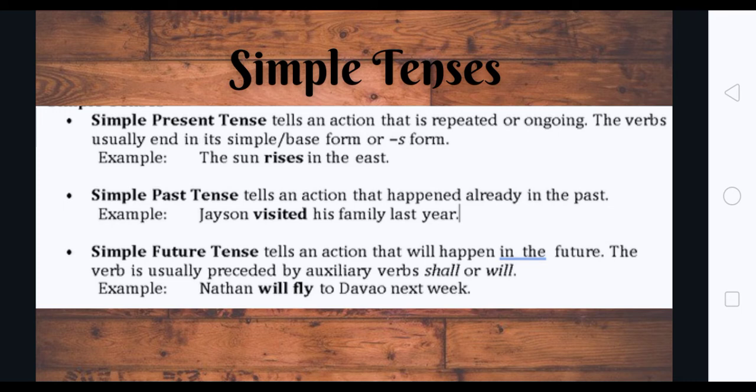The simple future tense tells an action that will happen in the future. The verb is usually preceded by auxiliary verbs shall or will. Example, Nathan will fly to Davao next week. So it will just happen in the following week, specifically next week. So will is added before the main verb or the base form of the verb.